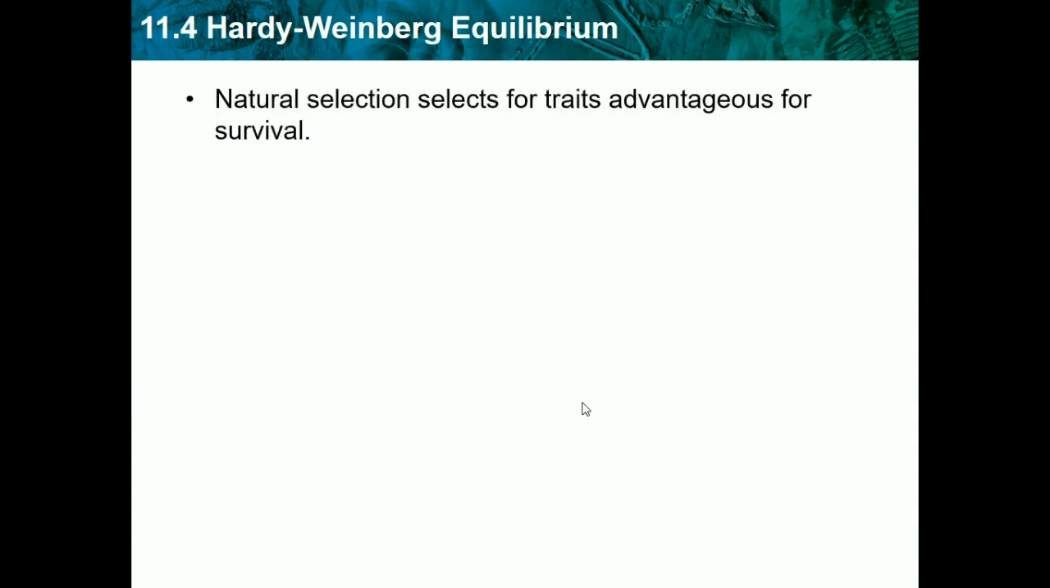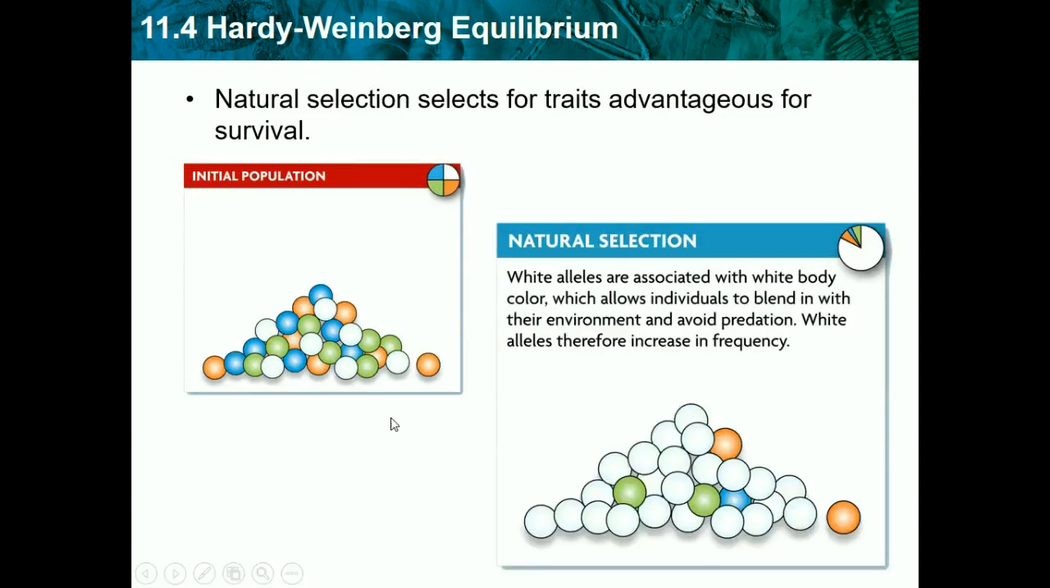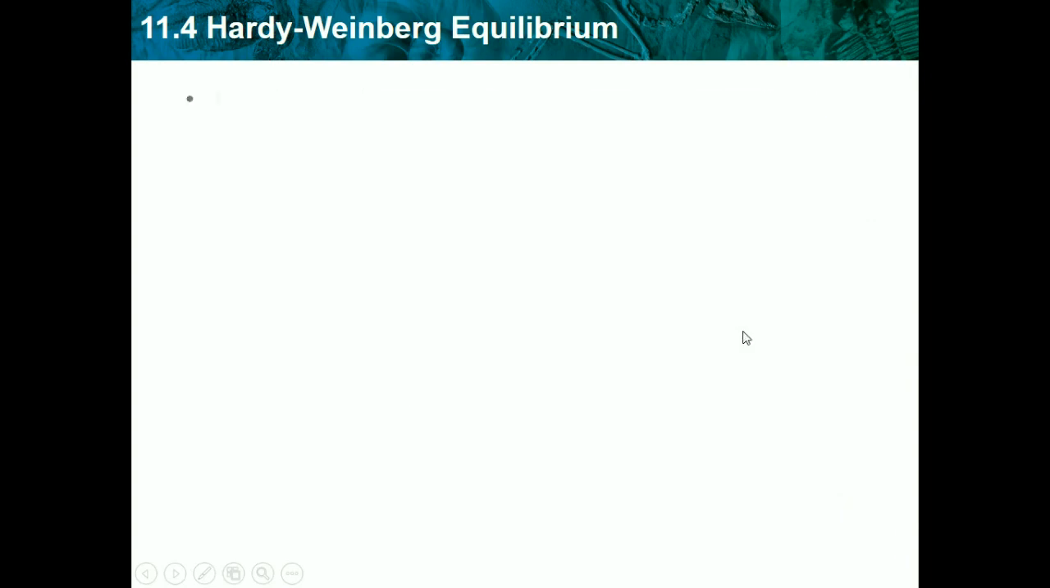Natural selection selects for traits that are advantageous for survival. So yet again, our same initial population, and then white alleles are associated with white body color, which allows individuals to blend in with the environment and avoid predators, so white alleles therefore increase in frequency. Since white individuals can probably blend in with the snow better because they're probably living in a cold climate, they are more successful, they don't die off, and they reproduce. While the other ones die off and are not able to reproduce.